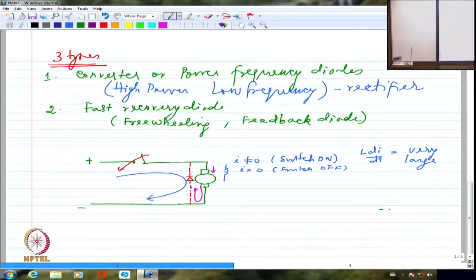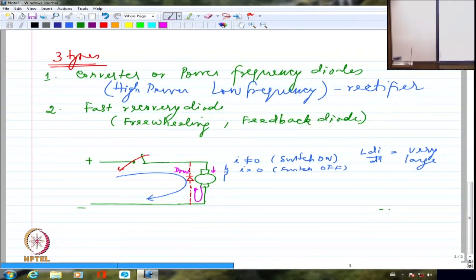When the switch is open, the freewheeling diode, let me call this DFW. Freewheeling is FW, so I'm just writing DFW. So the freewheeling diode carries the current when I am switching off this particular semiconductor switch. And now the conduction path is essentially through the diode. So it is as good as short circuiting the motor drive. I have short circuited the motor drive with the help of a diode.